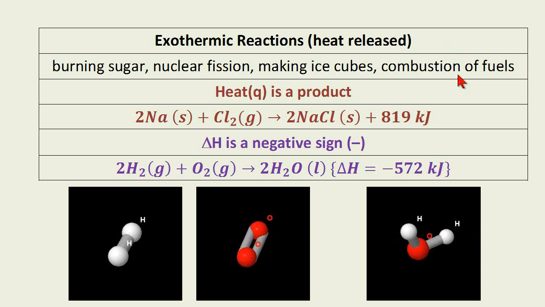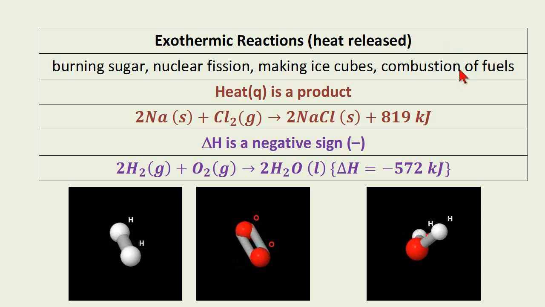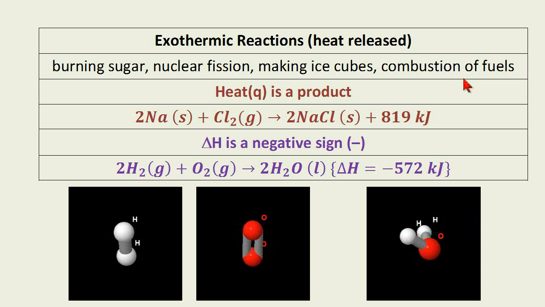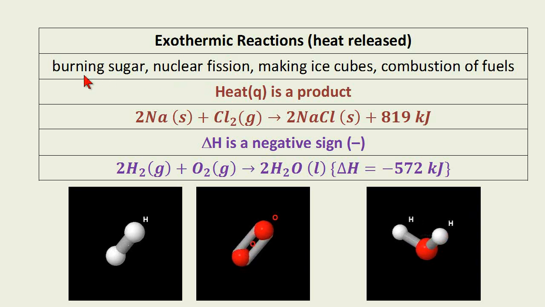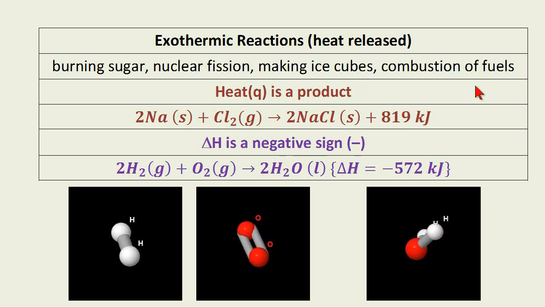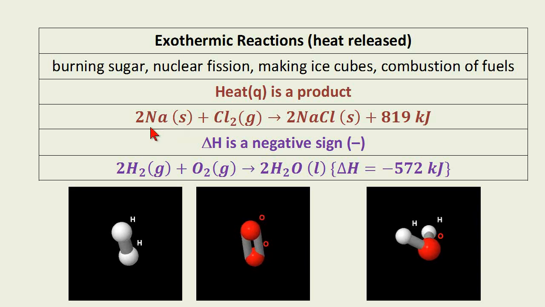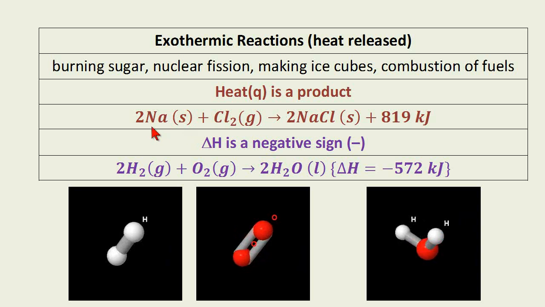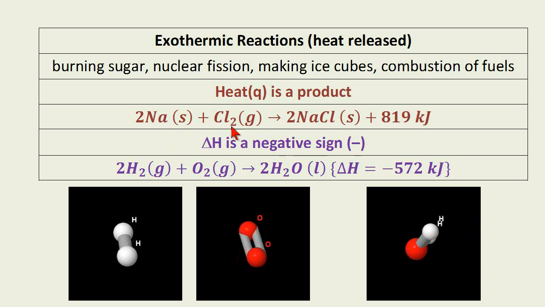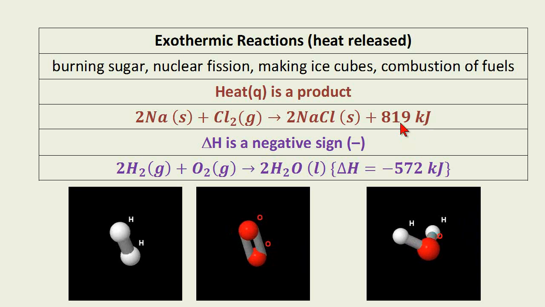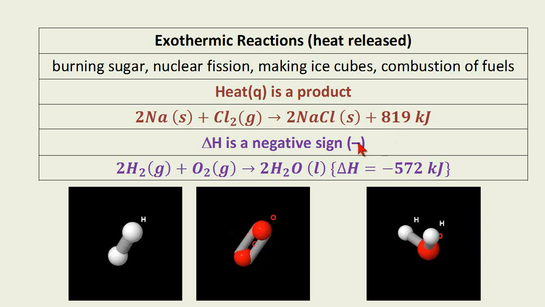Next, let's look at an exothermic reaction, meaning heat is released. And we'll look at a favorite reaction, which is water. And we talked about this earlier. Exothermic reactions include burning sugar, nuclear fission, making ice cubes, combustion of fuels, and heat's a product. So we have two molecules, or they could also be compounds, combining to form something else. And then heat is released, and we know it's released because it's a negative sign.